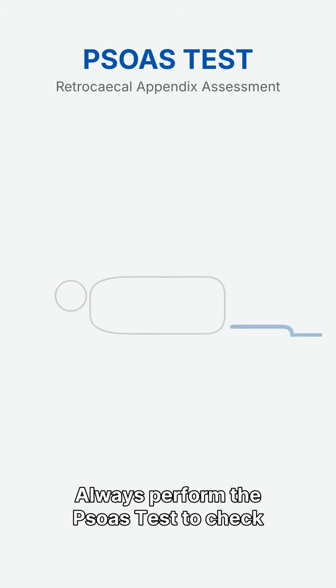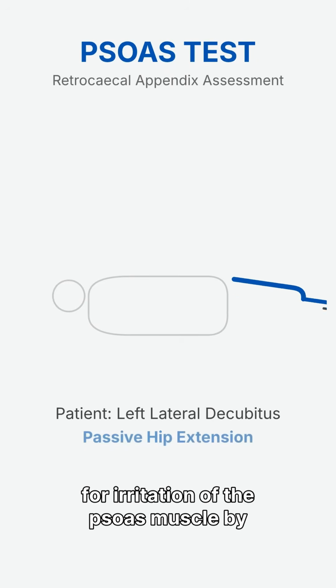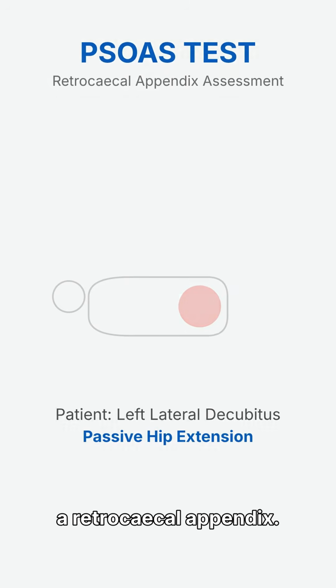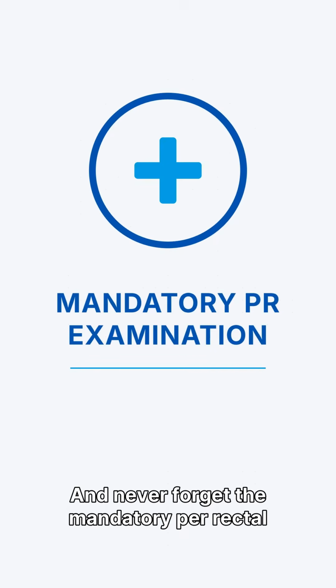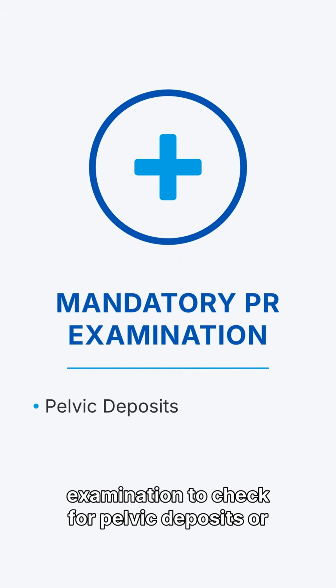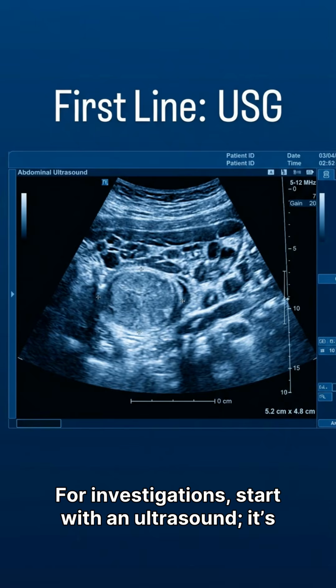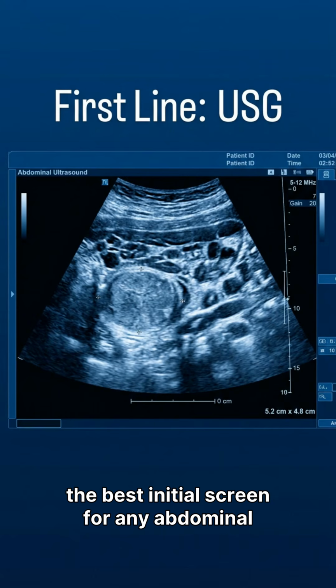Always perform the Psoas test to check for irritation of the psoas muscle by a retrocaecal appendix. And never forget the mandatory rectal examination to check for pelvic deposits or primary tumors. For investigations, start with an ultrasound. It's the best initial screen for any abdominal mass.